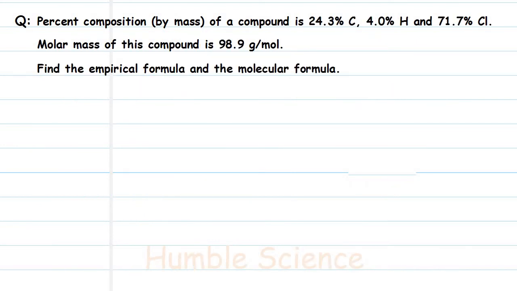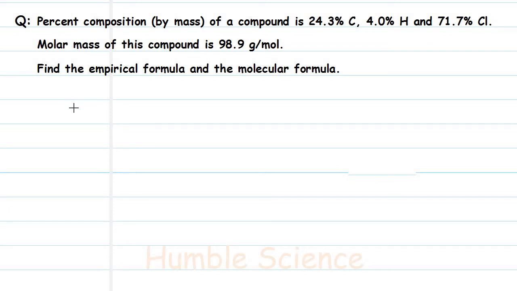Let's try another question. For this one, the percent composition by mass of a compound is 24.3% carbon, 4% hydrogen, and 71.7% chlorine, and the molar mass of this compound is 98.9 gram per mole. So find the empirical formula and the molecular formula for this compound.